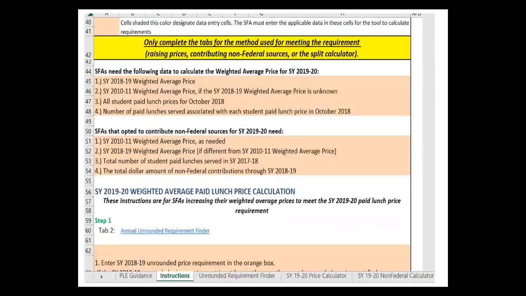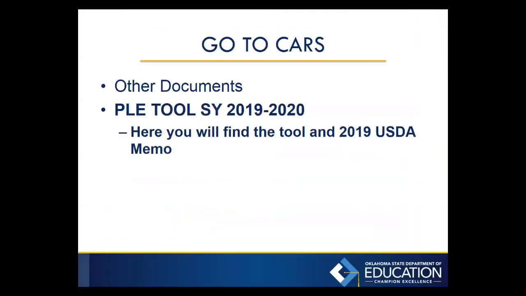The instructions give you those same things we just saw on the slide: your 10-11 weighted average prices needed, your 18-19 weighted price if it's different from your 10-11, and the total number of paid lunches in the school year. This is if you're contributing non-federal funds. You see it in the other peach tab. This is just a screenshot. So right now we're going to go out and actually download the tool.